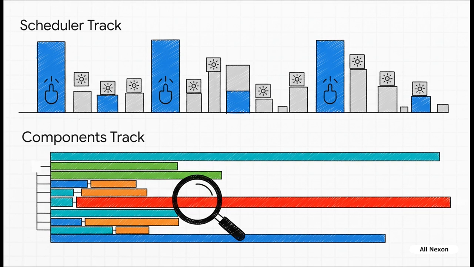Then you've got the components track, which is even more direct. It gives you a flame graph of the exact components that are rendering and for how long. It's the ultimate tool for finding those pesky bottlenecks with surgical precision.